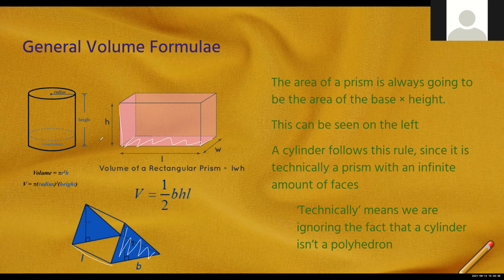And then a cylinder follows this rule since it is like a prism with an infinite number of faces. However, it's not really a prism because a prism has to have polygon faces. It has to be a polyhedron, and this is not a polyhedron because it's a circle, so it doesn't have any edges. But it follows the rule. So what you would do is pi r squared, which is the area of the circle, times the height, and you get pi r squared h, or pi times the radius squared times the height.